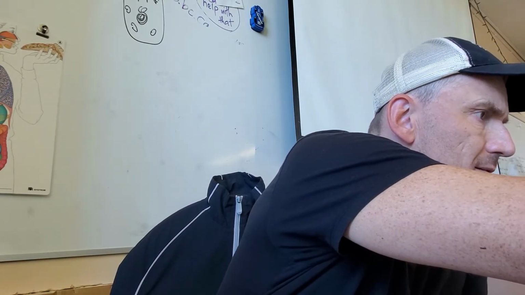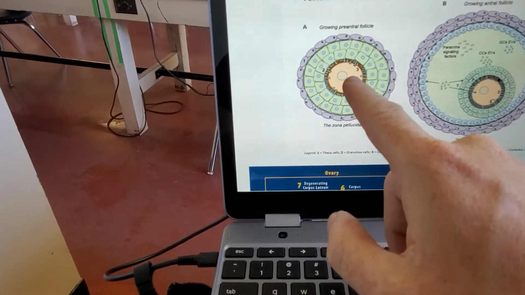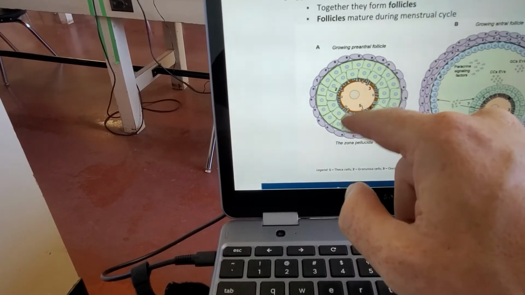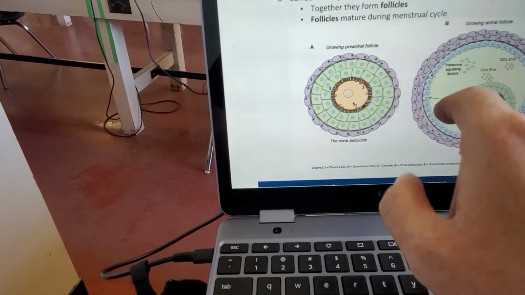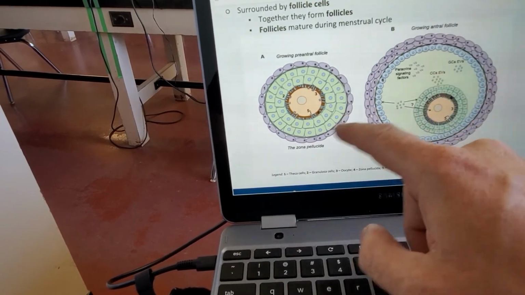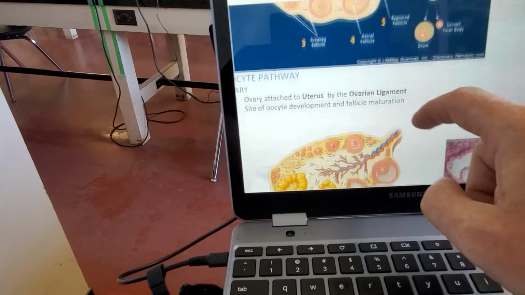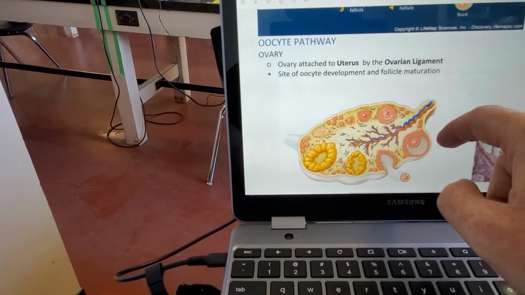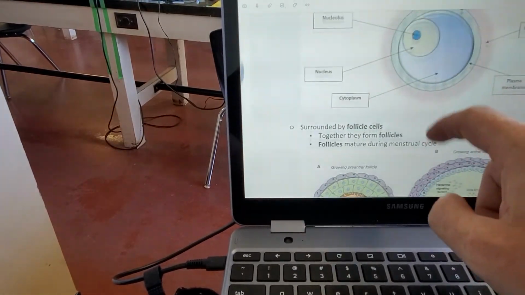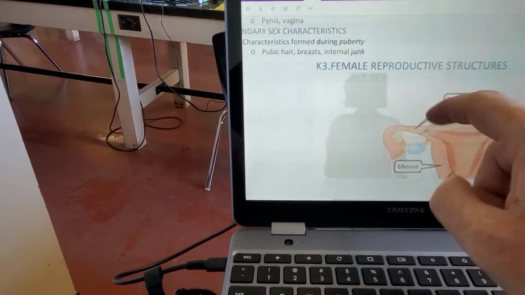Anything else that we need to say? Oh, well, here's a good picture of a follicle. This is the oocyte, and these are the follicular cells. As you can see, as it matures, the things grow bigger and change. This we'll talk about next time. Oocyte pathway. Oh yeah, we can cover this in this bit, right? Female reproductive. Yeah.